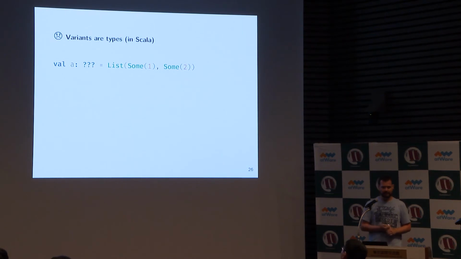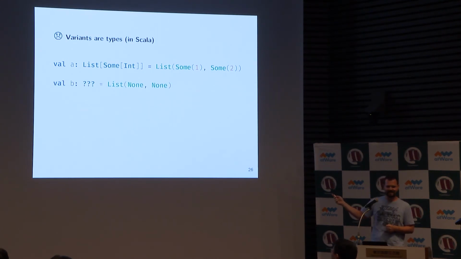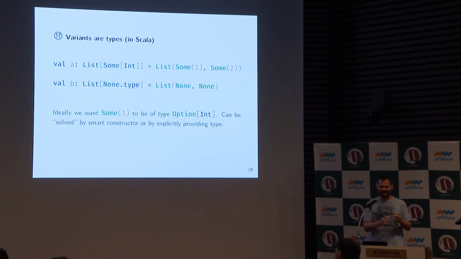Unfortunately, there are also some drawbacks in Scala. One is that the variants are also types by themselves. Can you guess what is the type of this list? It's list of Some of Int. It's quite weird. But it's even weirder in this second case. Can you guess what is the type of the list? List of what? No, it's list of None.type. None is an object, and the type of the object is None.type. Super weird. We would expect the list to be of type Option, list of Option of Int, right? But unfortunately, in Scala, it is not.